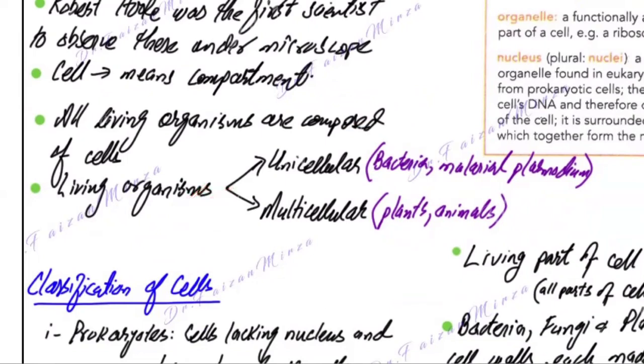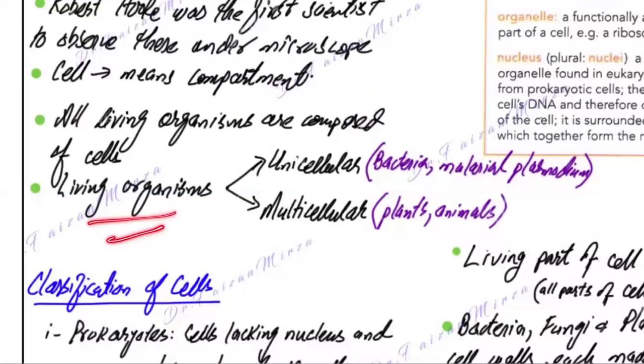So we know that living organisms could be either unicellular or multicellular. They all are made up of cells. Unicellular, for example, bacteria, for example, malarial plasmodium, which is a protoctist, and plants and animals and fungi, they all are living organisms and they all are made up of cells.